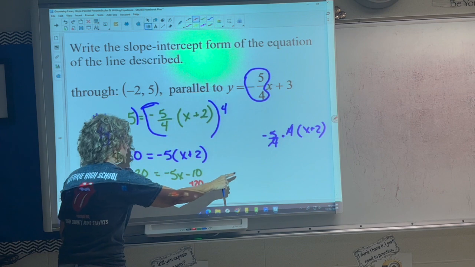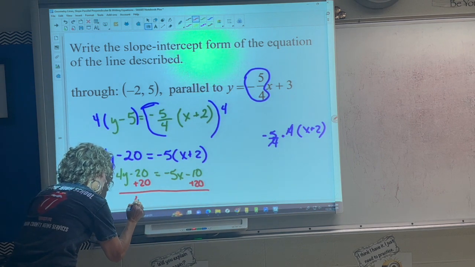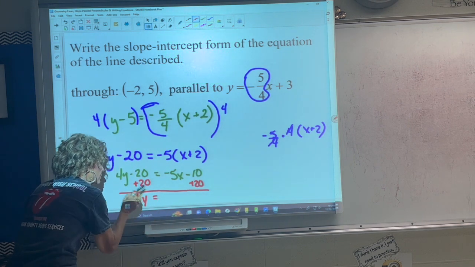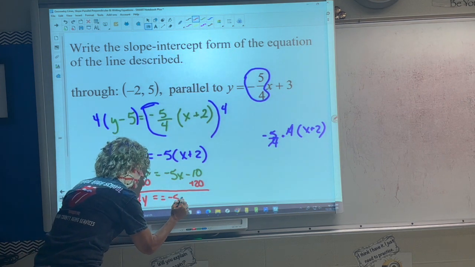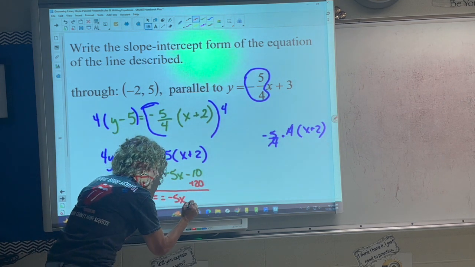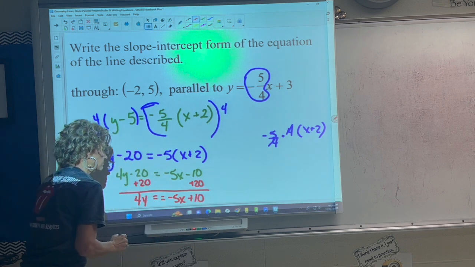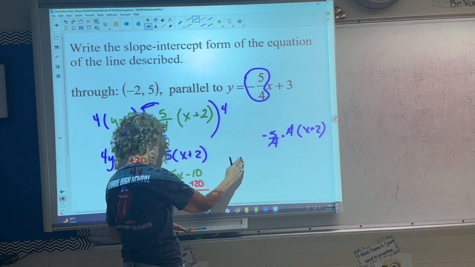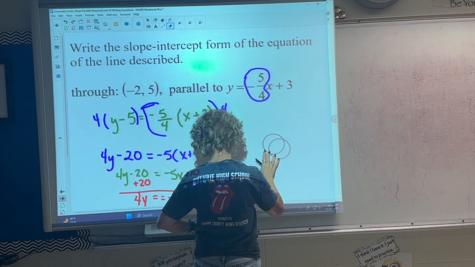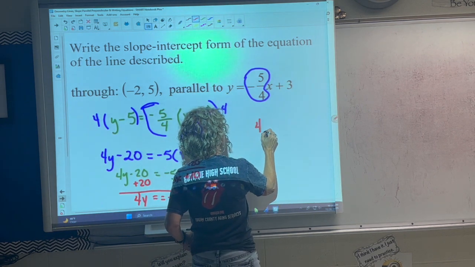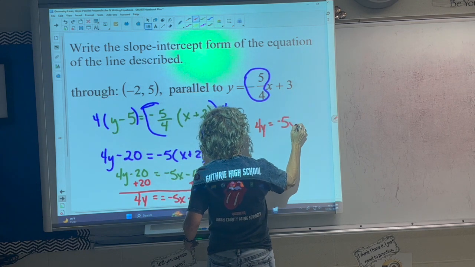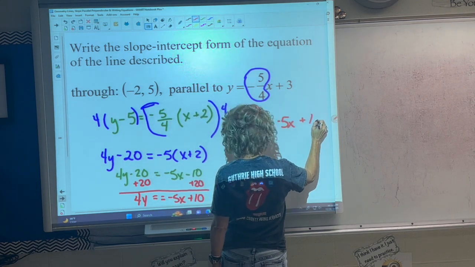I'm going to end up working over here. I don't have enough room to work vertically. I get 4y equals, make sure those are additive inverses and cancel, equal negative 5x, negative 10 and a positive 20 is a positive 10. So I'm going to rewrite this right over here. Let me erase this. That was just showing you my work over here. I've got 4y equals a negative 5x plus 10.